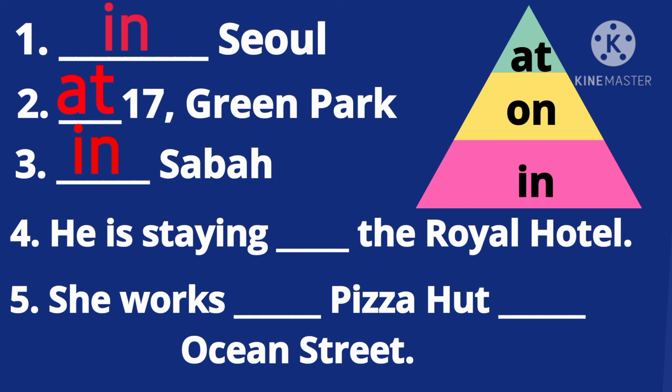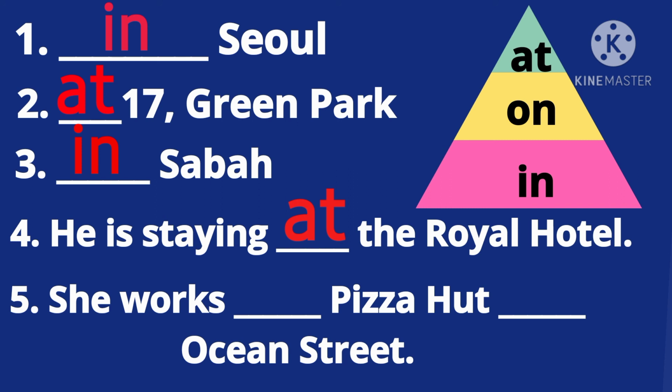Alright? Now, let's look at the sentences. Number 4. He is staying blank the Royal Hotel. What do we use here? Yes, good. He is staying at the Royal Hotel. We said at here because it's a very specific one. The name of the place, the name of the hotel.